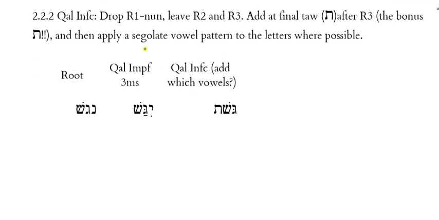All right. Let's look at the Qal infinitive construct. How do we form those with the weak pattern? Well, what you do is you drop the root 1 nun. You're going to leave roots 2 and 3. And then you're going to add a final tav. Remember, you're missing root 1 now. It's fallen into Sheol. So you have only 2 root letters. So an extra tav is added after root 3. I like to call this the bonus tav. You get a bonus tav. Take away root 1, add a bonus tav on the back, and then you're going to apply a segolate vowel pattern to the letters that are left.